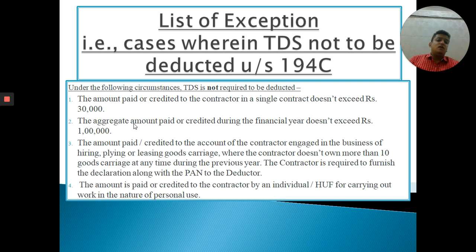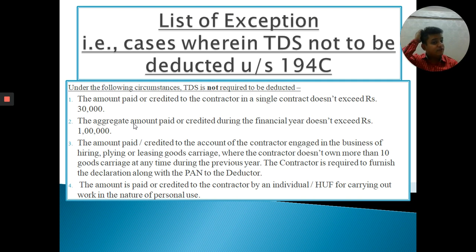They are, if the specified person, well, I will give you some explanations. If the specified person will give a work to a resident contractor in which only a single contract takes place in the whole of the financial year, और अगर वो amount 30,000 से ज़्यादा नहीं होता है, then no need of deducting TDS.